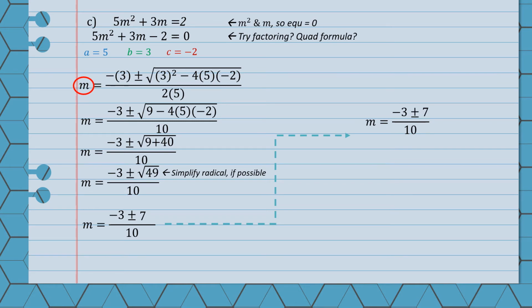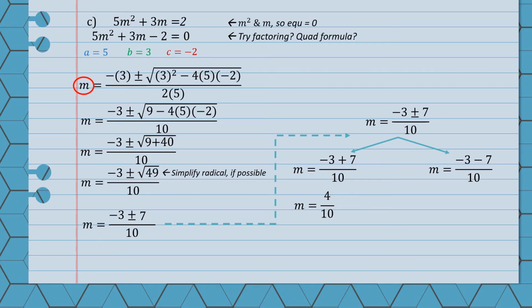So from here we want to separate and look at our plus version, which would be -3 plus 7 over 10. And we need to look at our minus version, -3 minus 7 over 10. Now in the numerator, -3 plus 7, are those like terms? Yes, which means you do want to combine your numerators. -3 plus 7 is a 4, still all over 10.